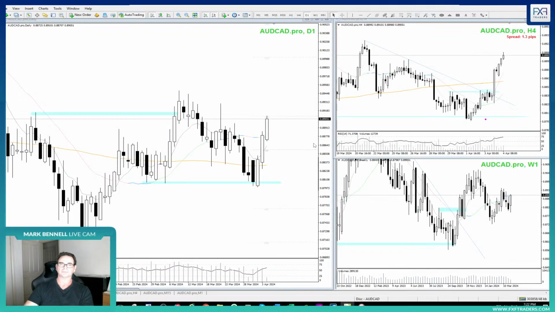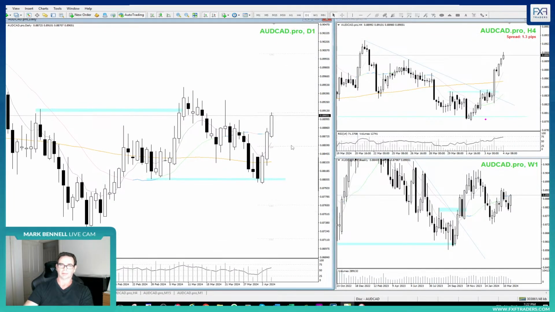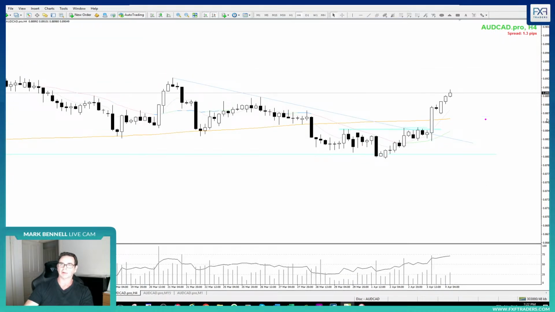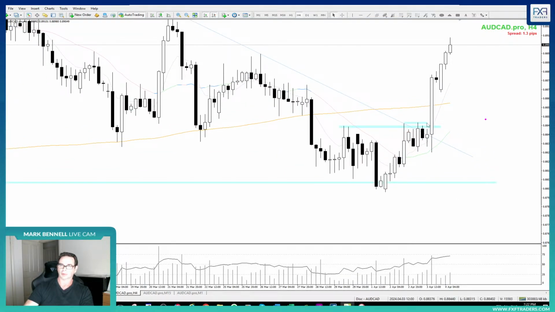That's another one. Aussie CAD. We talked about the move here, the moving average separation trade in there. All right, so you can see we got that. I didn't like it a huge amount, but we did say through here.